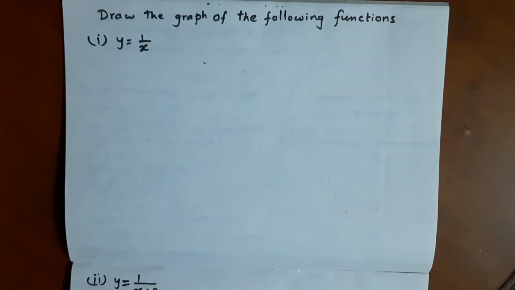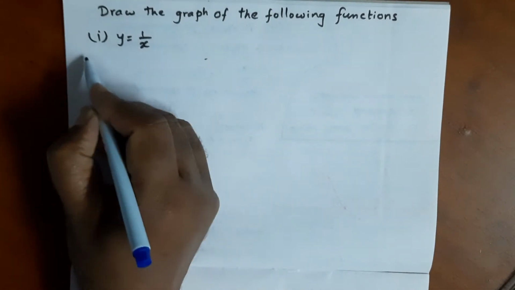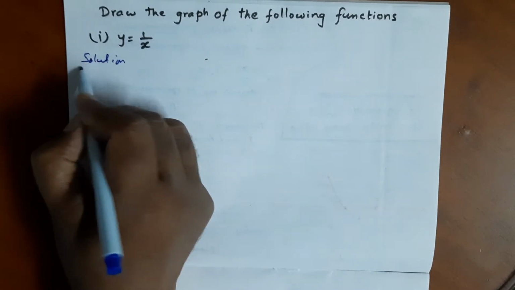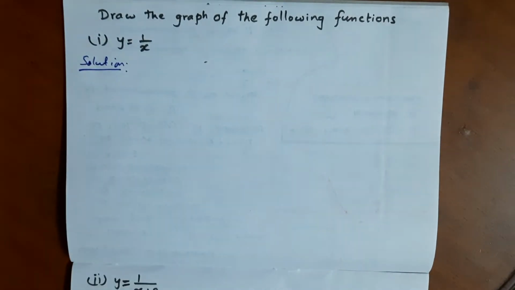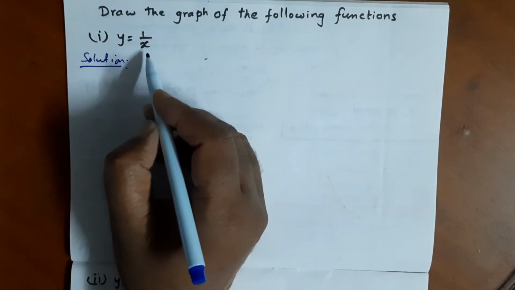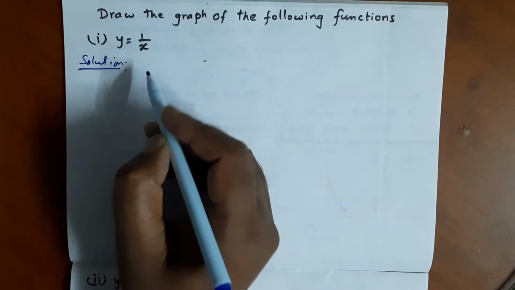So now let's start today's topic. Here we have to draw the graph of y equals 1 over x. First of all, look at the solution of this. We will check where the graph intersects the x-axis or y-axis. For that, we will put y equals 0 and x equals 0.